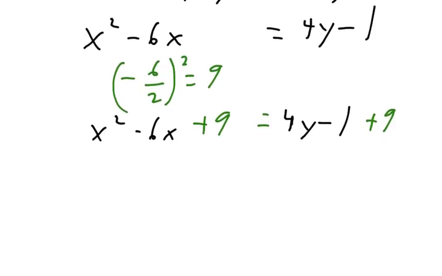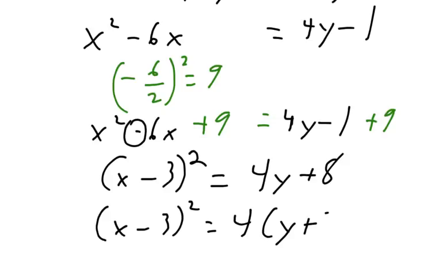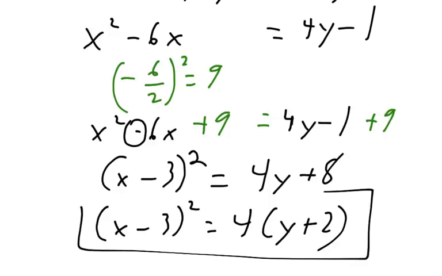When we factored the left side, we got x minus 3 squared, where the square root of 9 is 3, equals 4y plus 8. We want to factor out whatever's in front of the y, which in this case is a 4, and we get y plus 2, and there's our answer. And that is the final part of the review.